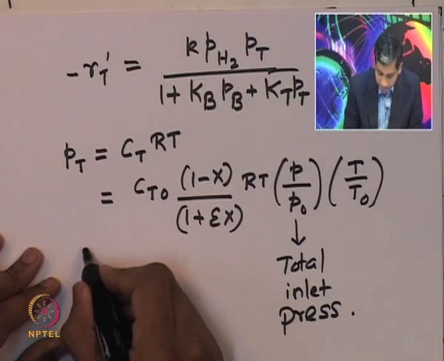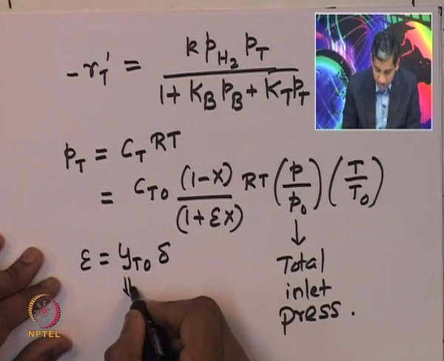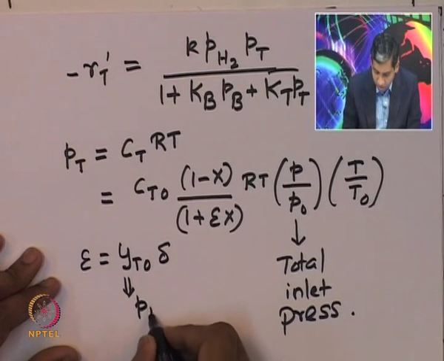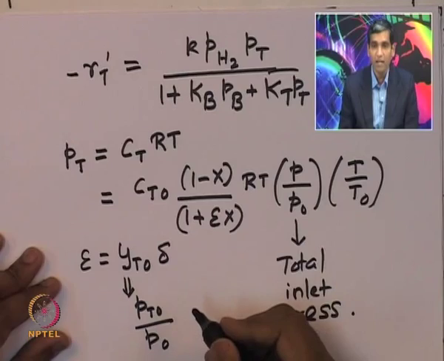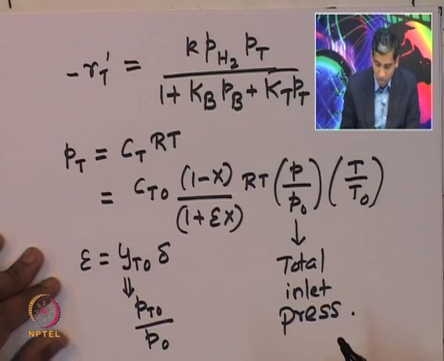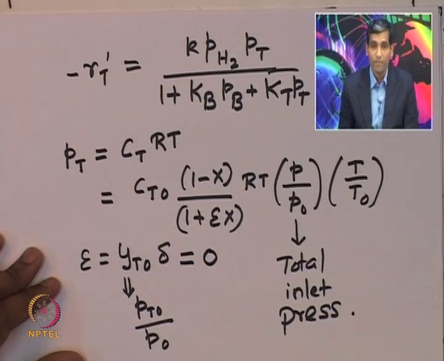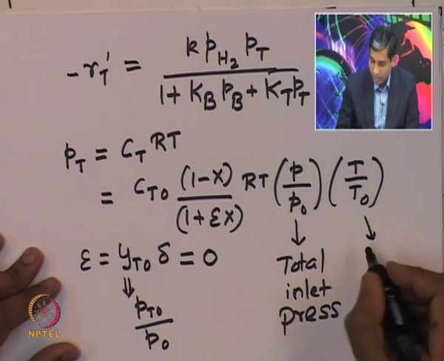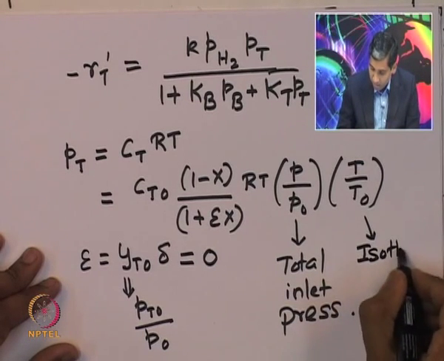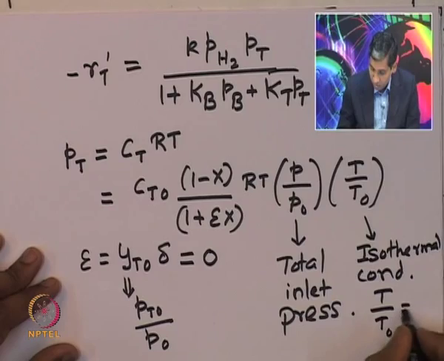and epsilon is given by y_T0 into delta, where y_T0 is the partial pressure of toluene at the inlet divided by the total pressure at the inlet, and delta is the change in the number of moles. In this particular reaction, the change in the number of moles is 0. So, therefore, epsilon is equal to 0, which accounts for the change in the volume. And if we assume that the reaction is conducted under isothermal conditions, then T by T_0 is equal to 1.